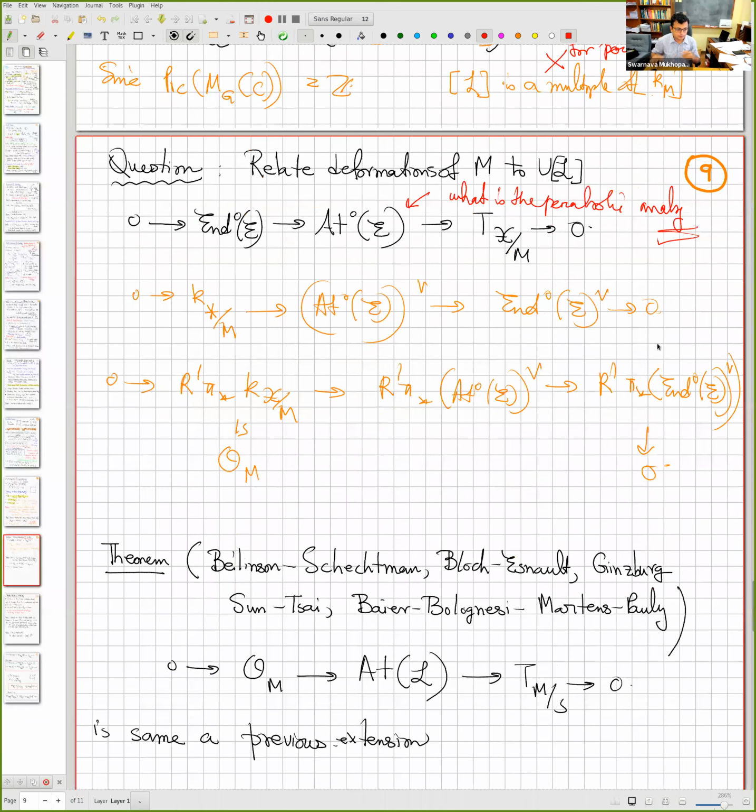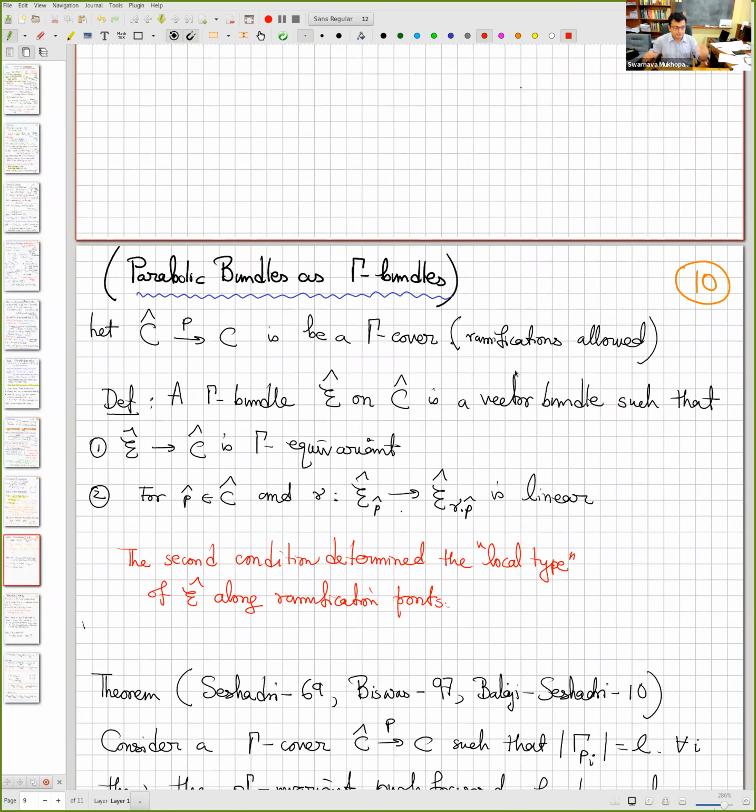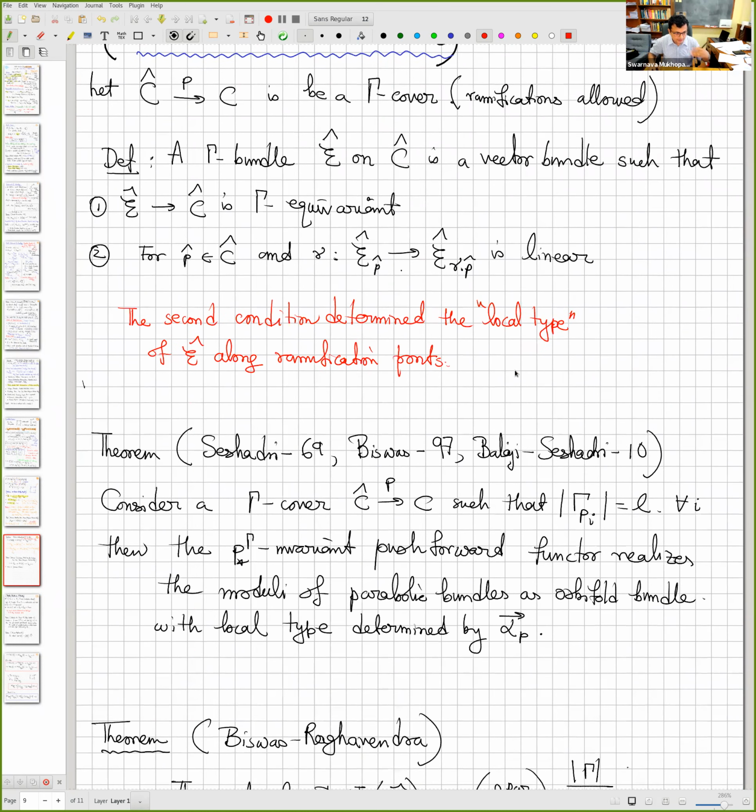So, since there is no time, let me just briefly mention that one uses the results of what are called pi gamma bundles. Given a parabolic bundle, one can construct another curve, called C star, and a bundle with a gamma action, where gamma is the Galois group. Suppose pi is a fixed point, then this action of the group gives an automorphism of the fibers. That determines a particular representation of the finite group. That is what is called the local type.